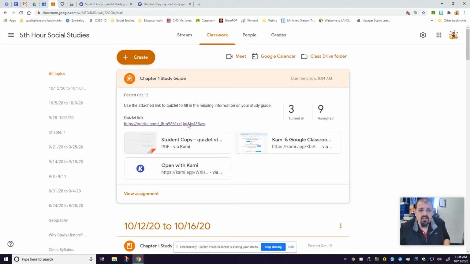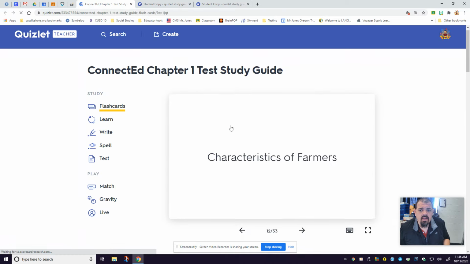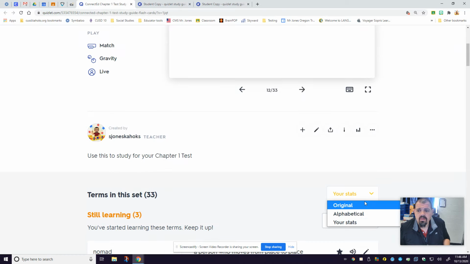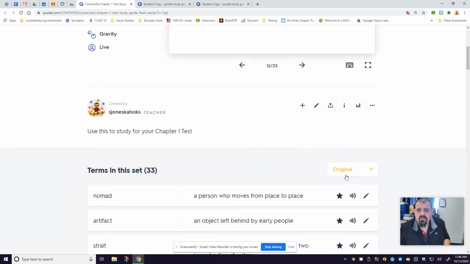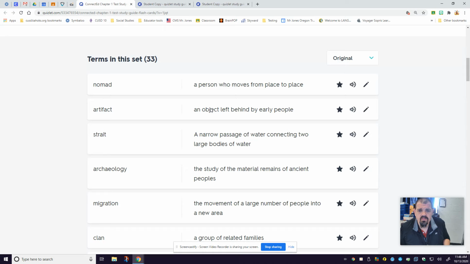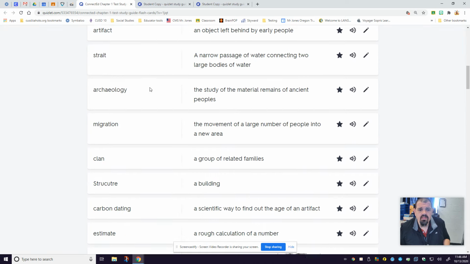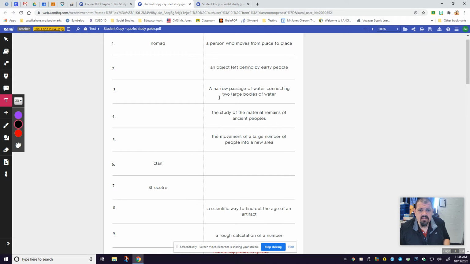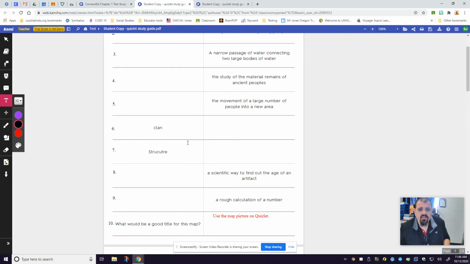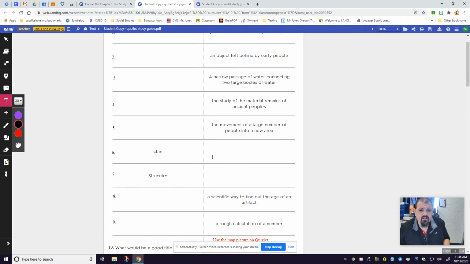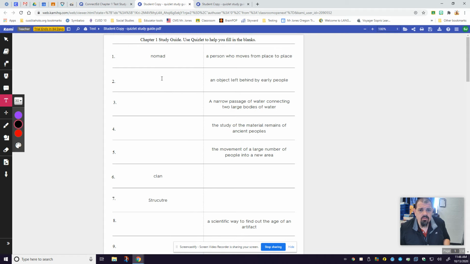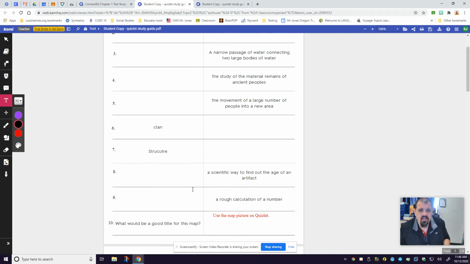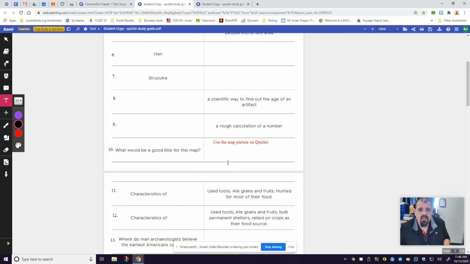also on the assignment is the link to Quizlet. And make sure this box here says original, otherwise it could really get you messed up if you've been studying on it. This Quizlet is going to match this study guide exactly. The first 10 questions are just vocabulary. You put the word or the definition in there, okay?